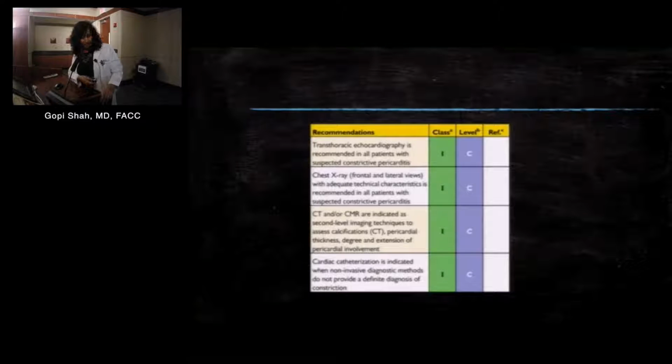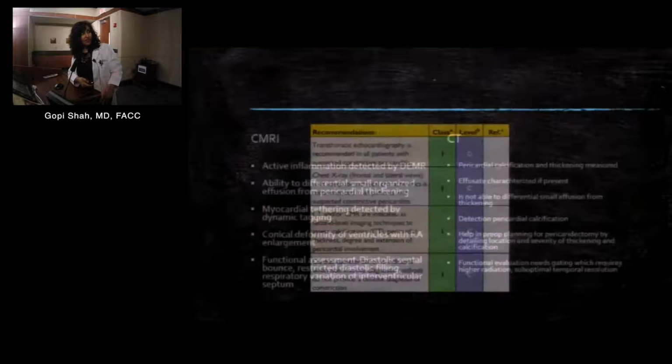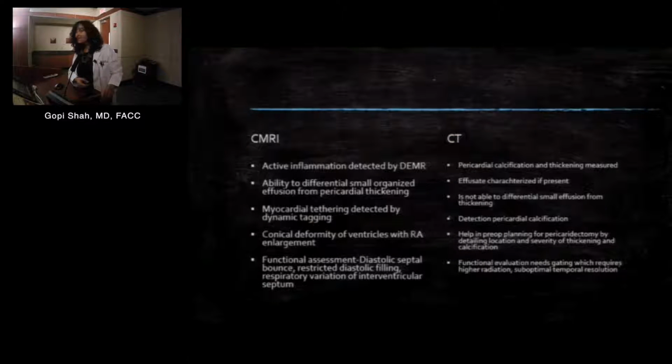So the recommendations, again, by the European Society of Cardiology are echo, chest X-ray, and CT and MRI indicated as a second level of imaging techniques to assess the calcification, thickness, and extension of pericardial involvement, and cardiac cath too. So as I mentioned, I'll let Faisal Haran go into all this, and I will leave it for him.